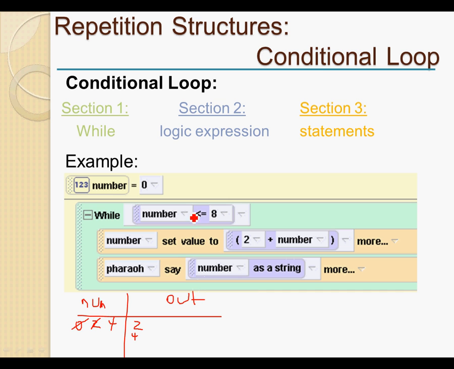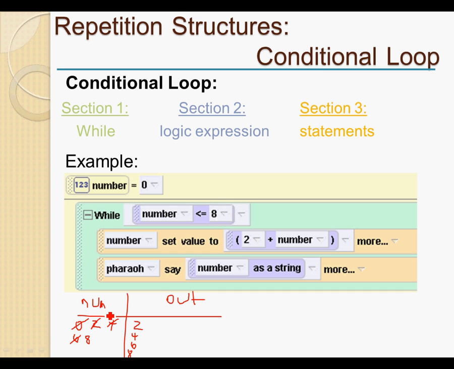Skip back to the top. 4 is less than or equal to 8. So I come back into this line of code. Number is going to be 2 plus number. So 4 plus 2 is 6. I output the 6. Skip back to the top. 6 is still less than or equal to 8. So I'm going to go inside here. 2 plus 6 is 8. I output 8.